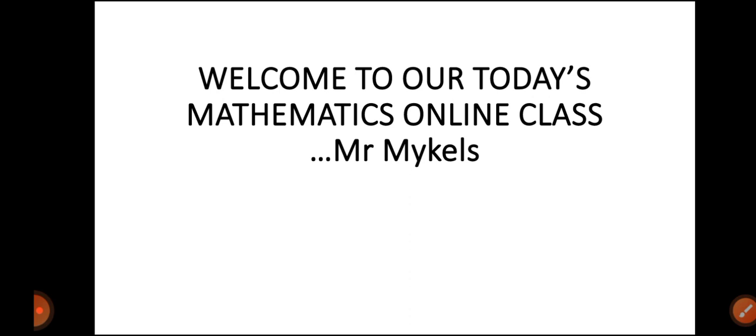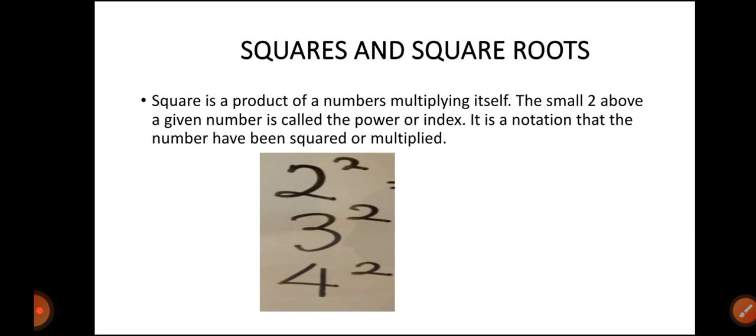Just pay attention and be attentive. Today, we'll be talking about squares and square roots. We say that a square is a product of a number multiplying itself. Whenever we say find the square of a number, we are directly saying multiply that number by itself.